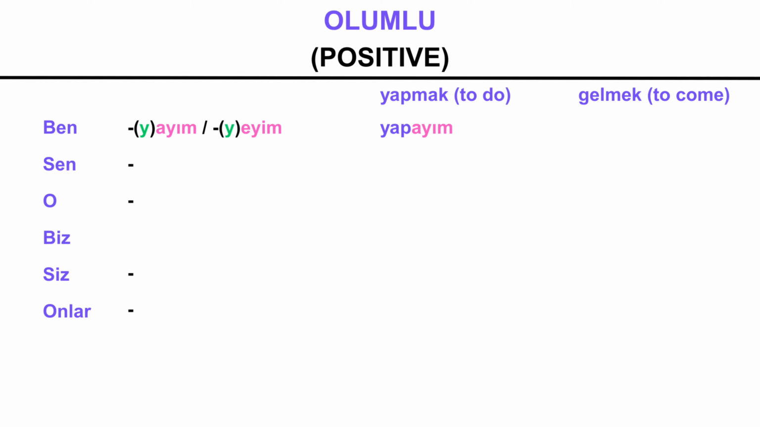And the other example is gelmek. Again, we get rid of mek, we have gel, last vowel is e. That's why we add eyim. And it will mean geleyim. But then again, rather than geleyim, we tend to say it with a shortened sound. So that e in the eyim suffix almost sounds like e.